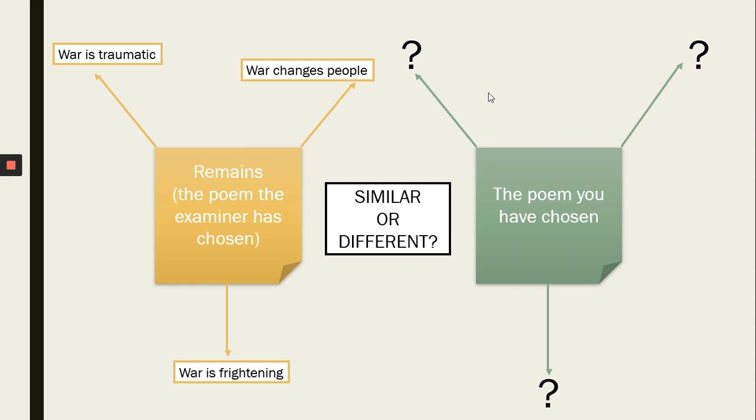Now, as I said, I'm not going to tell you which points to talk about with the poem you've chosen. And similarly, with Remains, you don't have to use my points. But I will give you some examples. So if we're talking about war being traumatic, we could look at Exposure, for example, and we could talk about the way that the structure continually talks about nothing happening. We could talk about how war is slow in Exposure because nothing happens. But we could also talk about war being frightening there. So we've got two similarities, one difference.